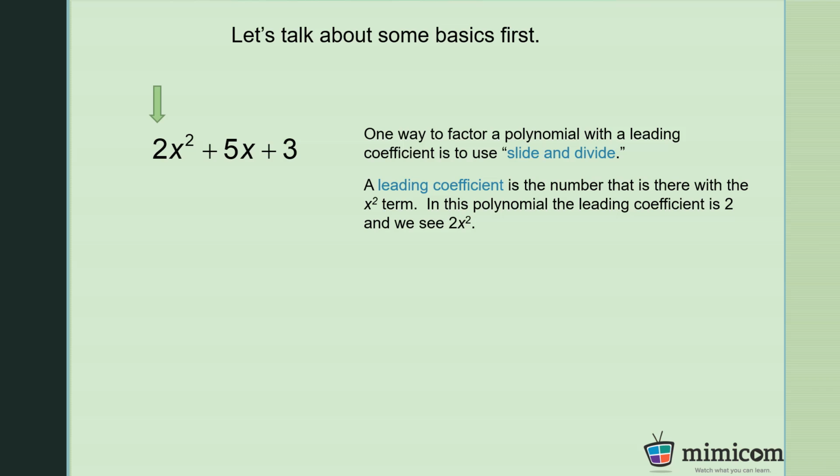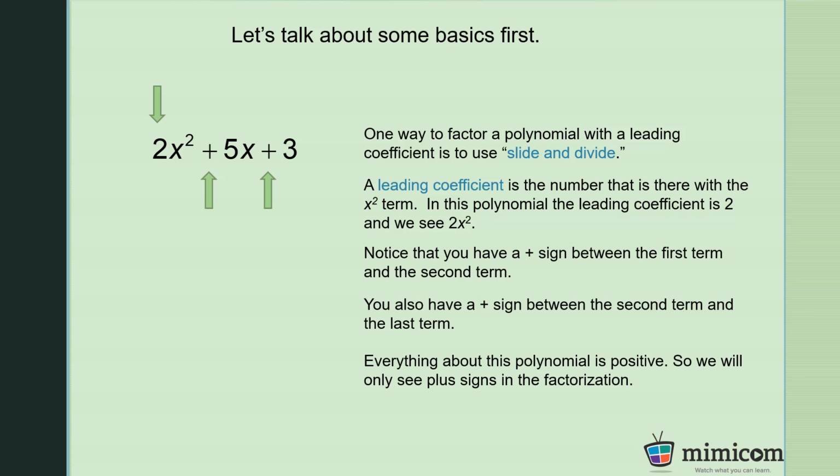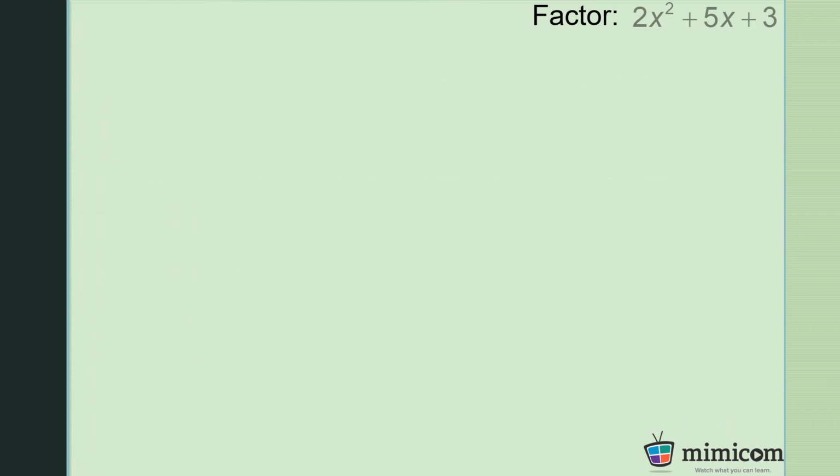We see 2x squared. Notice that you have a plus sign between the first term and the second term. You also have a plus sign between the second term and the last term. Everything about this polynomial is positive, so we will only see plus signs in the factorization. We're going to factor 2x squared plus 5x plus 3.